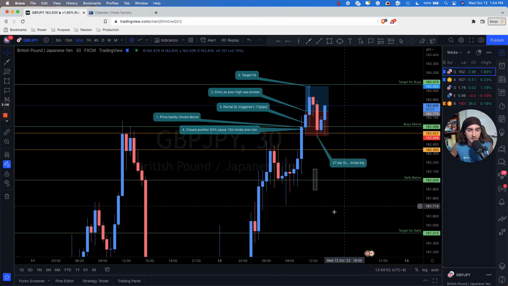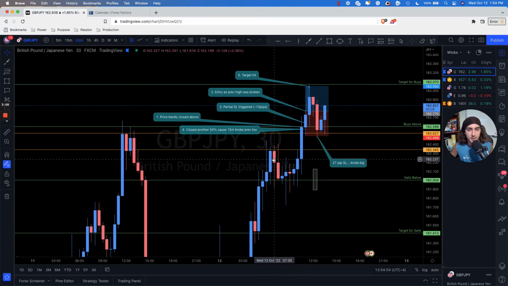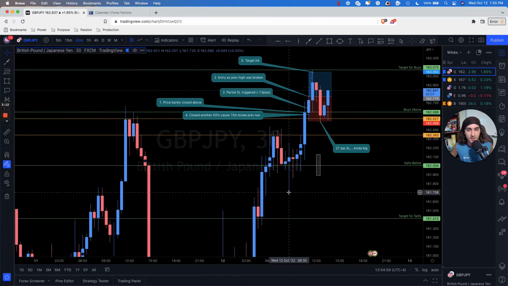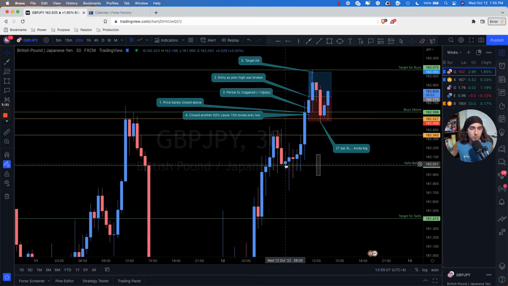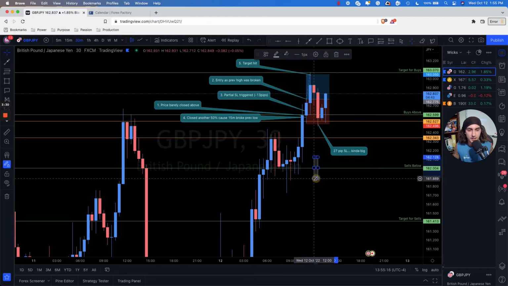Another reason that sells would have made sense there is simply because price came up here, created a high for the session, and then came down and created a support here. So if we saw a break and close below here, then that would mean that, okay, cool, this support level is being broken. It's now turning into a resistance. So we can look for a counter trend trade to come down to this level. But that's obviously not what happened here.